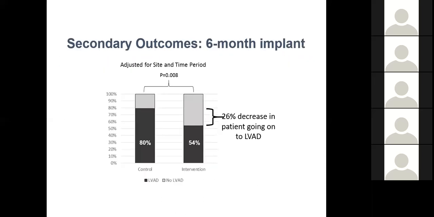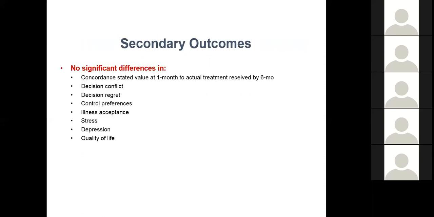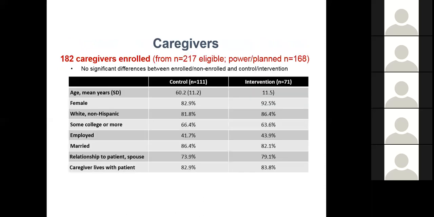Just want to make sure we have time for discussion. So secondary outcomes, we didn't see any differences in some of these things we expect that you often see in decision aid trials, like decision conflict, decision regret, control preferences, stress, depression, quality of life. No changes between the two groups on those.